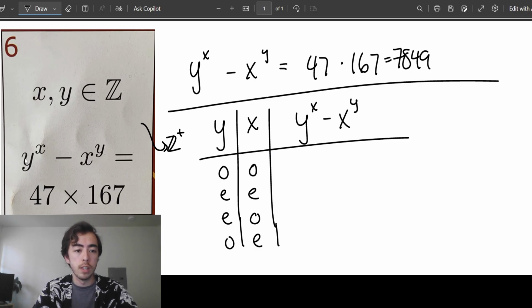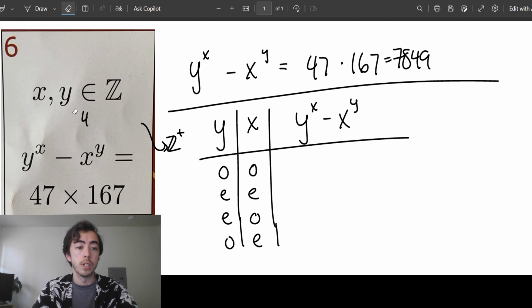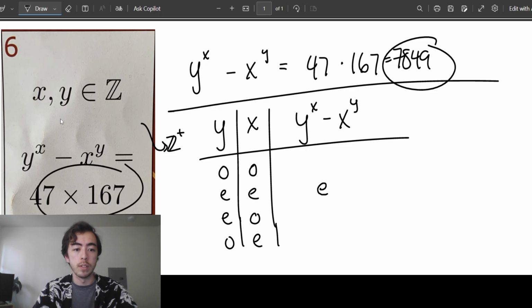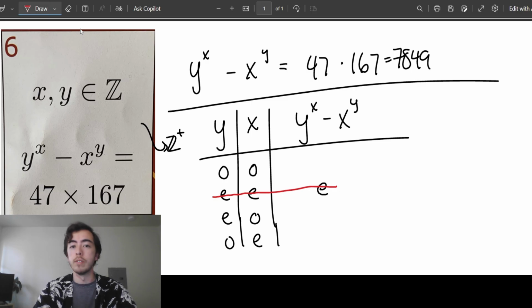Well, if they're both even, then we have an even base to an even exponent. So you can imagine 2 to the power of 4 or something. We're just multiplying a whole bunch of 2's, or a whole bunch of even numbers, to each other. And so this term right here would become an even number. And then the same thing would happen to this guy. And once you do an even number minus an even number, you still get an even number. So that's this entry right here, and we'd get an even result. And knowing that our product here between these two odd numbers is still odd, I know that x and y can't both be even. So this scenario I don't even need to think about.